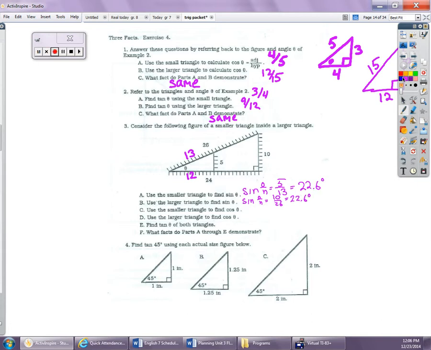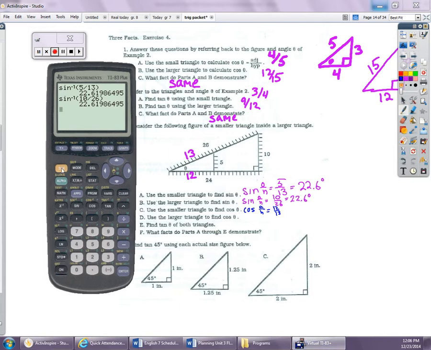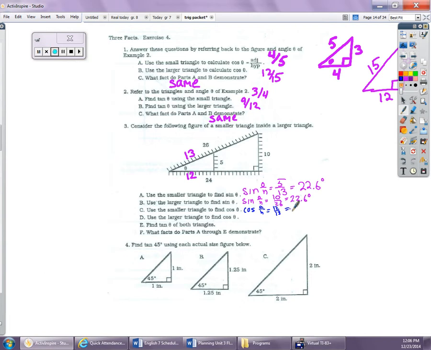We can do this to figure out what the cosine is. Cosine is adjacent over hypotenuse. Well, the adjacent side, 12 over 13. If I take a look at my calculator, here's my cosine button, so I take the inverse cosine because I'm trying to find the actual angle measurement. So we find the inverse cosine of 12 divided by 13, and that gives me 22.6. Once again, it's the same thing because I'm finding the same exact angle.